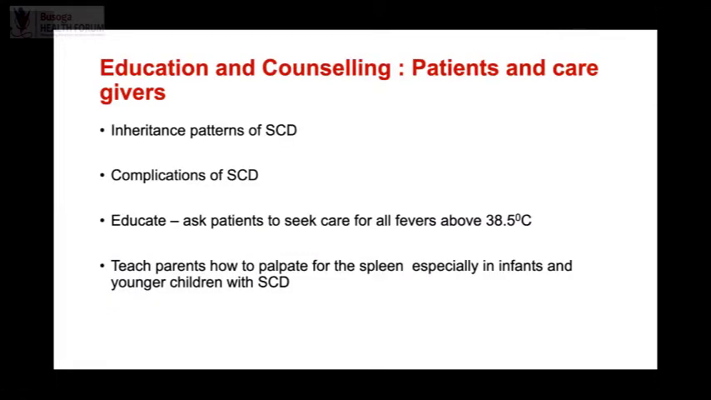So what does the first tier involve? Education and counseling. Education and counseling is both for the patients and their caregivers. I'm a pediatrician and I deal with parents of children with sickle cell disease. So what do we counsel them about? Inheritance patterns. Tell them that it is inherited. It is not the fault of the mother or the father. The child simply was born with sickle cell disease.